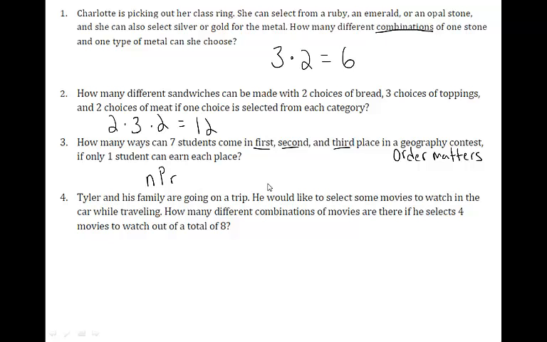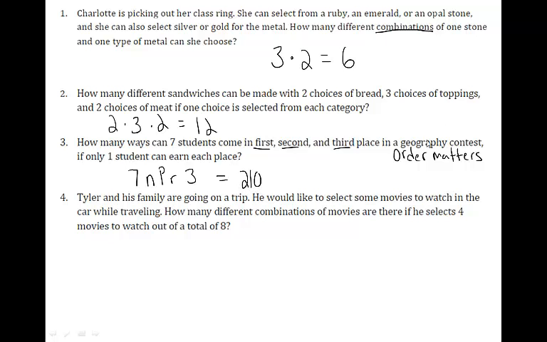Now you asked, how do I know which number comes first? The number that goes here is the total number of people, so we have 7. And the number that goes here is how many people are being selected, so in this case, 3. On your calculator, you would do 7 nPr 3, and that gives you 210.